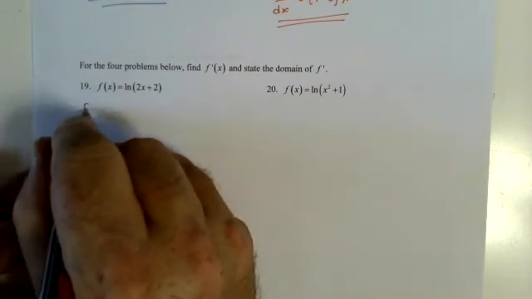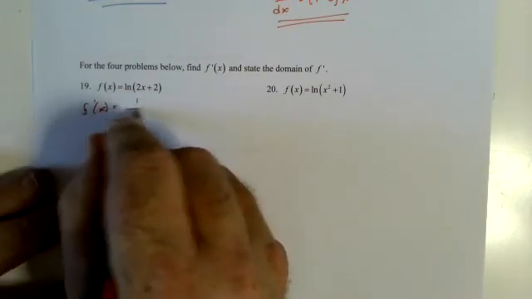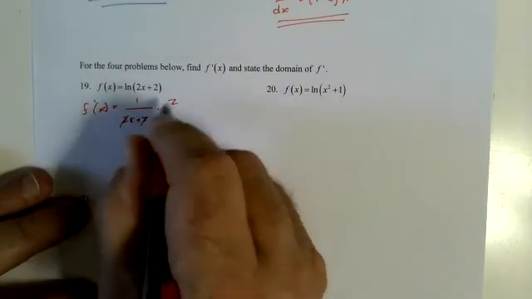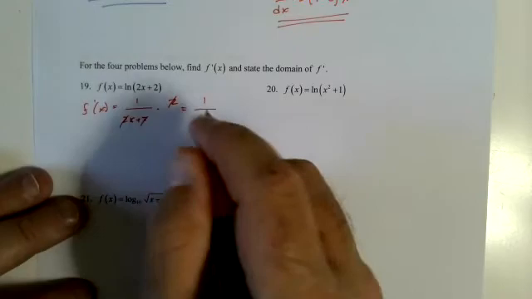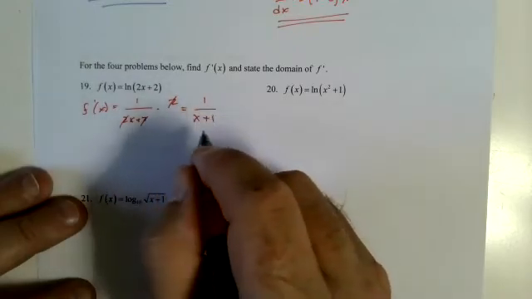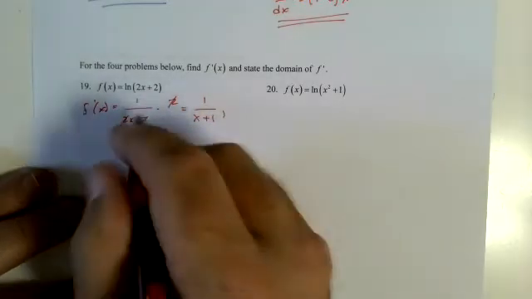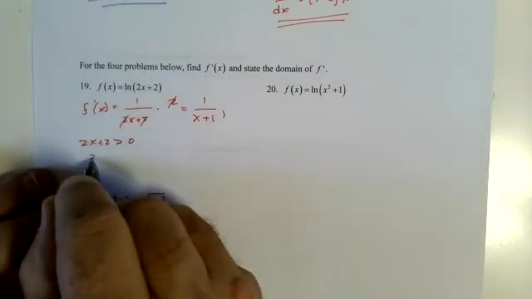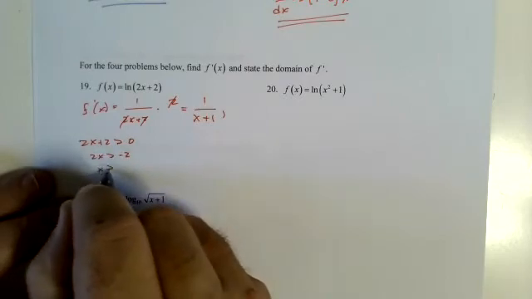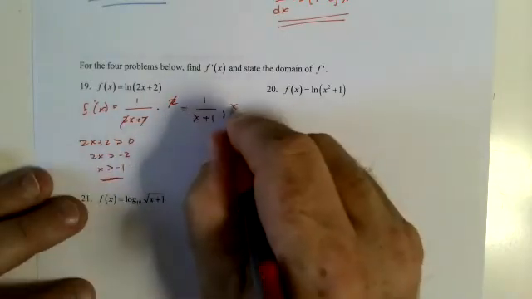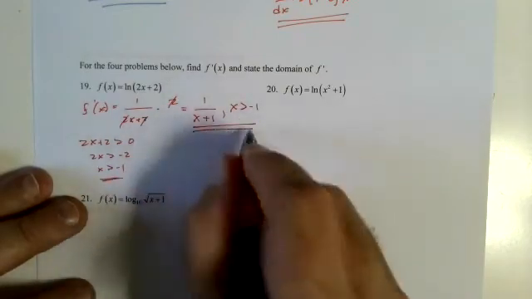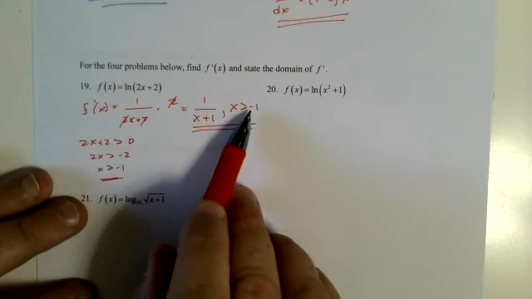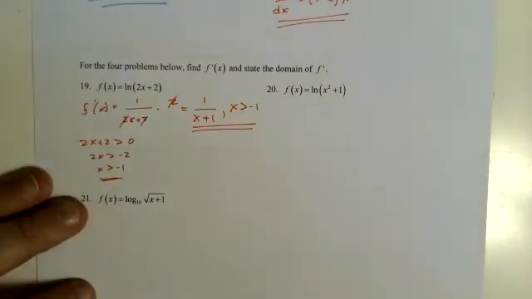F prime of x equals 1 over 2x plus 2 times 2, equals 1 over x plus 1. And 2x plus 2 greater than 0, 2x greater than negative 2, x greater than negative 1. Because there's nothing wrong with this domain except x can't equal negative 1. And there we go. Here is the domain.